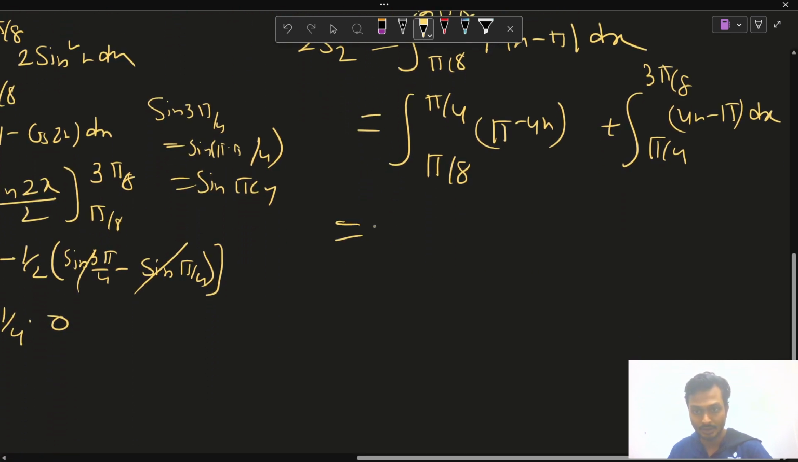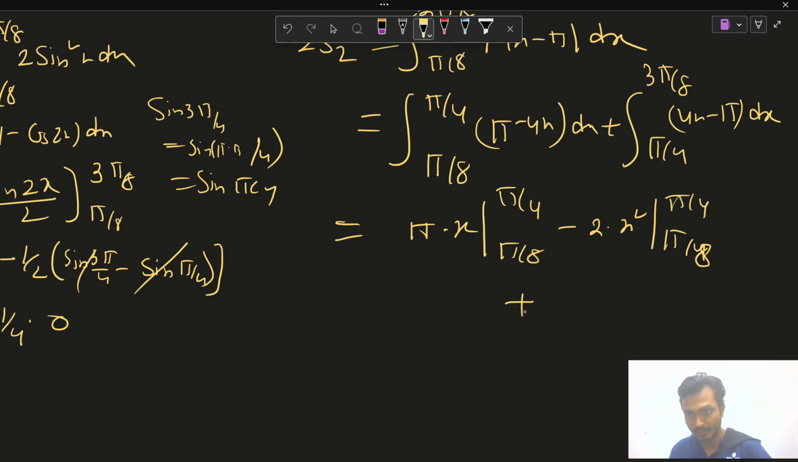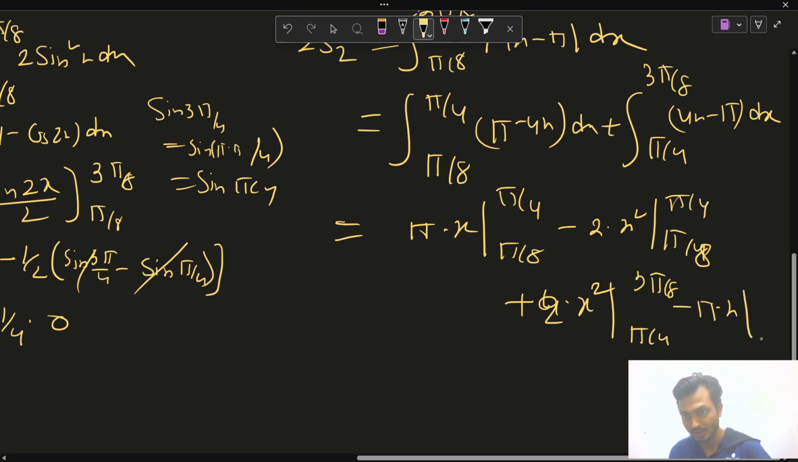Now integrate this, so this is dx. When we integrate, this will be pi into x from pi by 8 to pi by 4, minus 2 into x square from pi by 8 to pi by 4, then plus 2 into x square from pi by 4 to 3 pi by 8, minus pi into x from pi by 4 to 3 pi by 8, right?